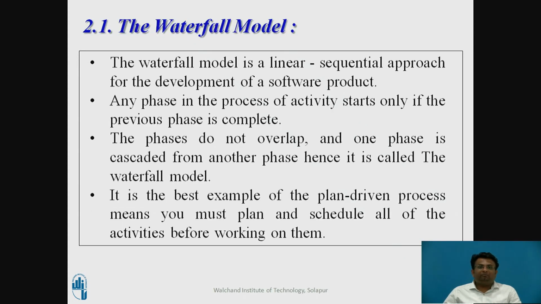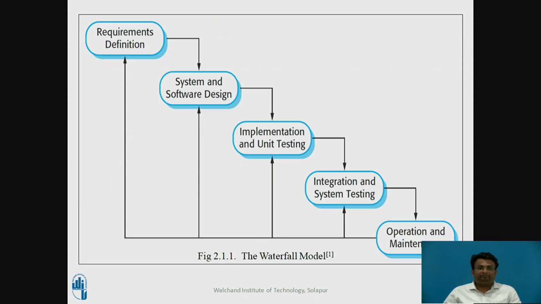Let us see the waterfall model. The waterfall model is nothing but a linear approach for development of the software product. Any phase in the software activity starts only if the previous phase has been completed. The phases do not overlap with each other, and one phase is cascaded from another phase. Hence it is called a waterfall model. It is the best example of the plan driven process. It means that you must plan and schedule all activities before working on those activities.